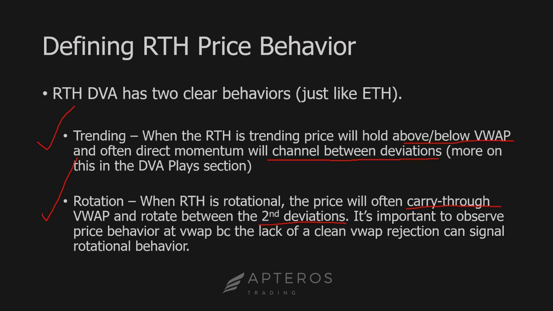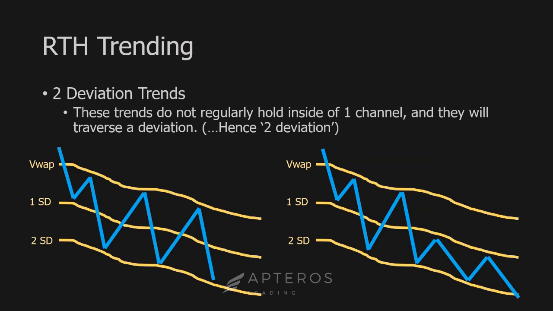It's important to observe the price behavior at the VWAP level because a lack of a clean VWAP rejection can tell you that we're in a rotational environment. And we'll see this more with the examples I have at the end. So let's take a look at different types of trends.